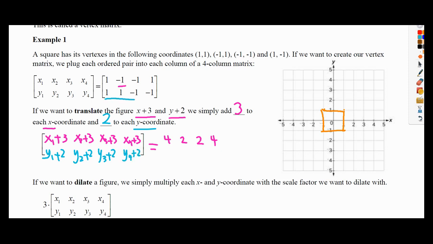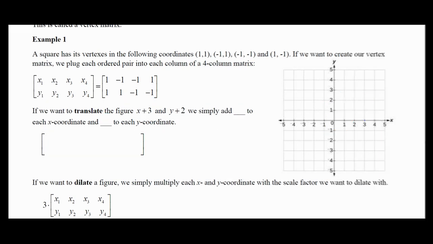Okay. And then the y values, y1 plus 2, y2 plus 2, y3 plus 2, and y4 plus 2. So 1, 1, negative 1, negative 1, plus 2 each. So that's 3, 3. Negative 1 plus 2, that's positive 1, positive 1. So the points are 4, 3, 2, 3, 2, 1, and 4, 1. So it's this box. So the orange translated over to the light blue.